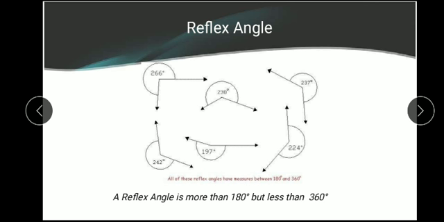Reflex angle: an angle which is more than 180 but less than 360. Any angle which is between 180 and 360, such angles are called reflex angles, like 266, 230, 242, 197, 237, etc.